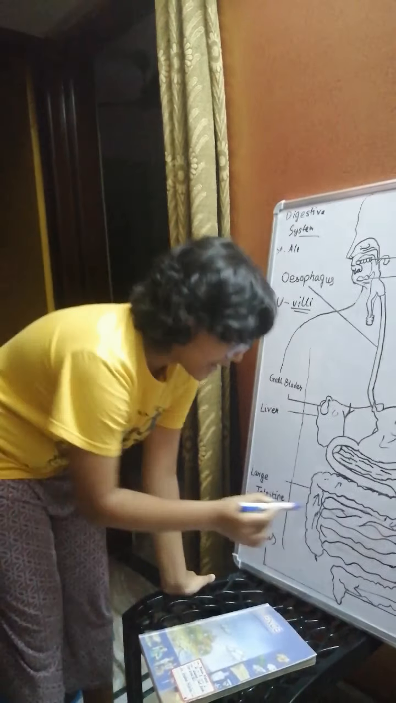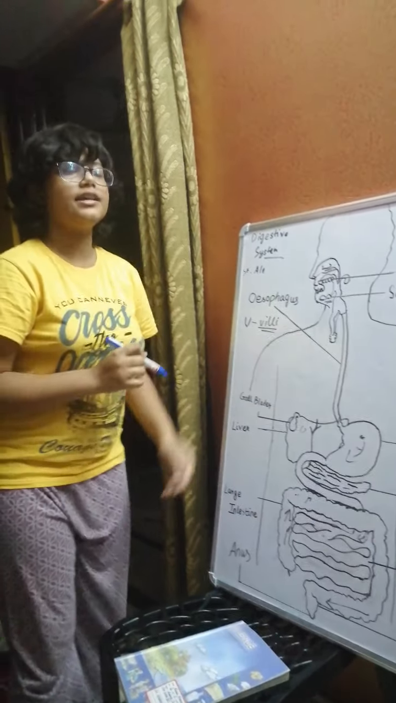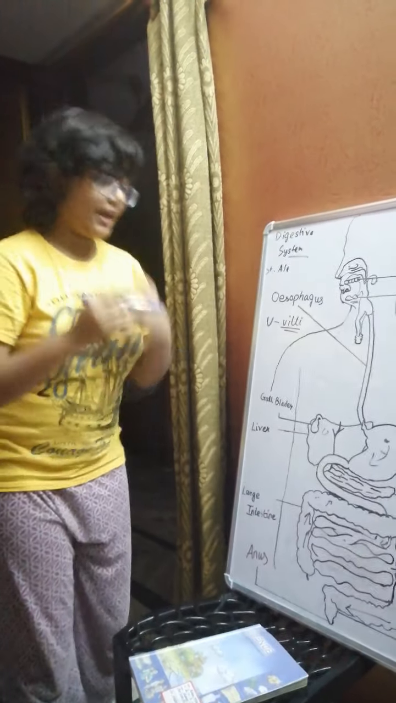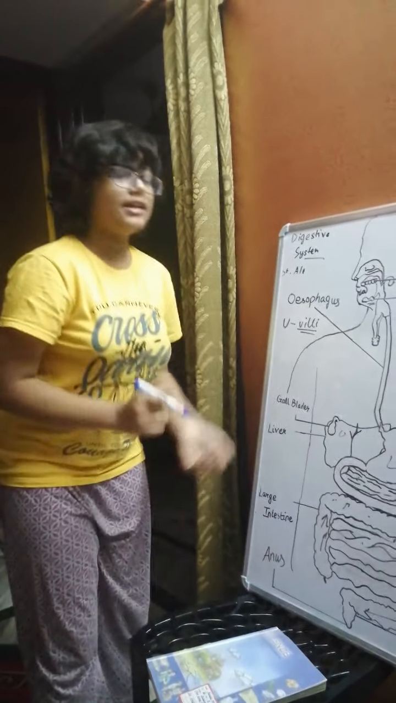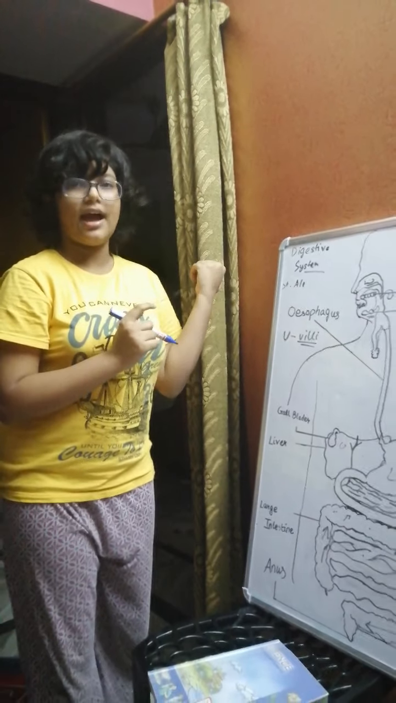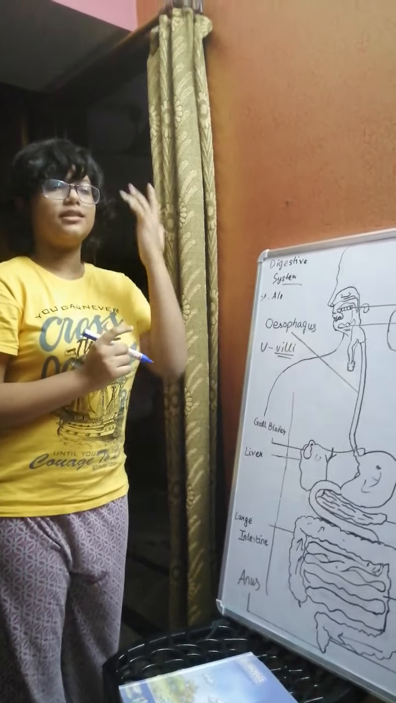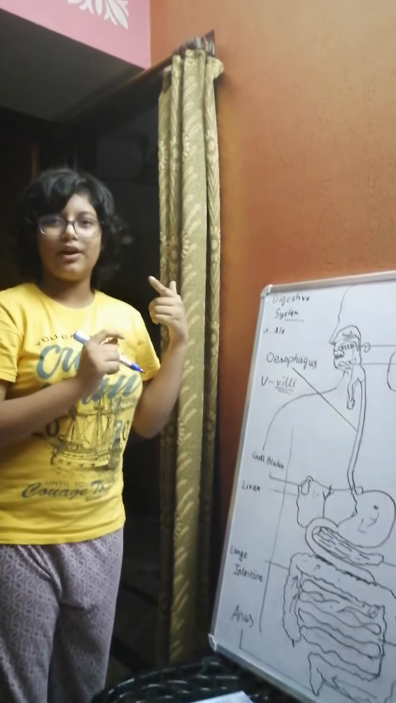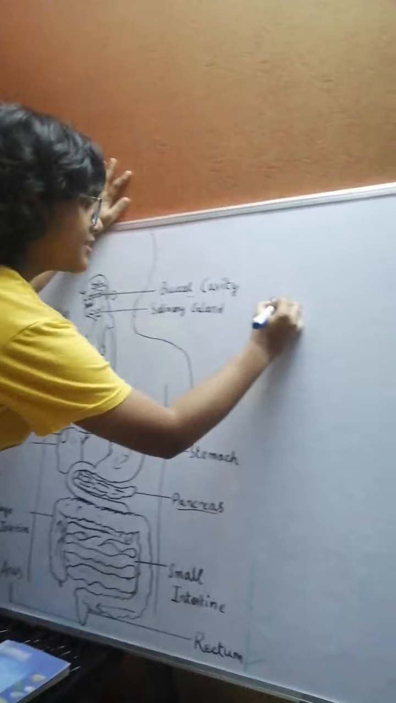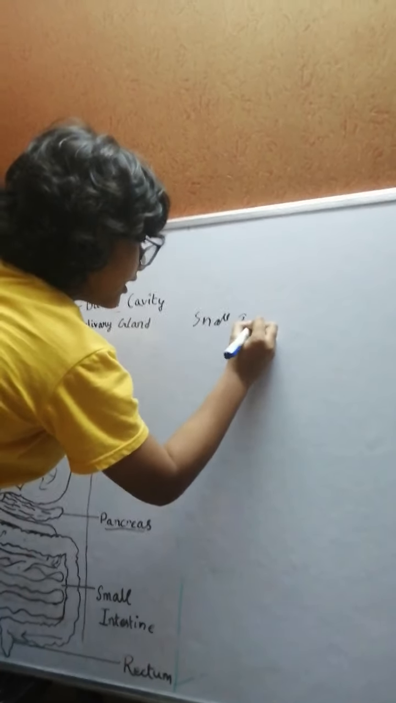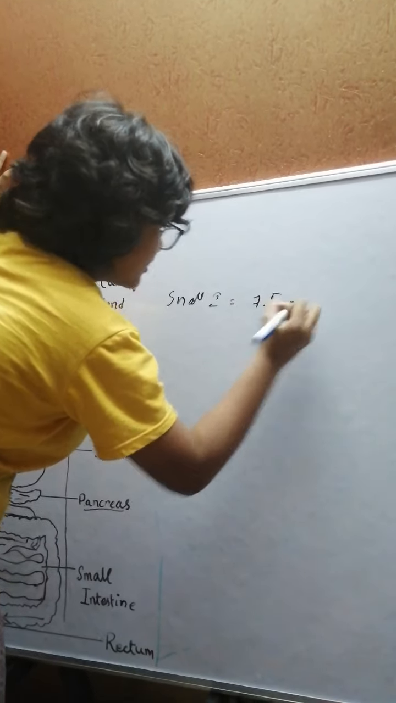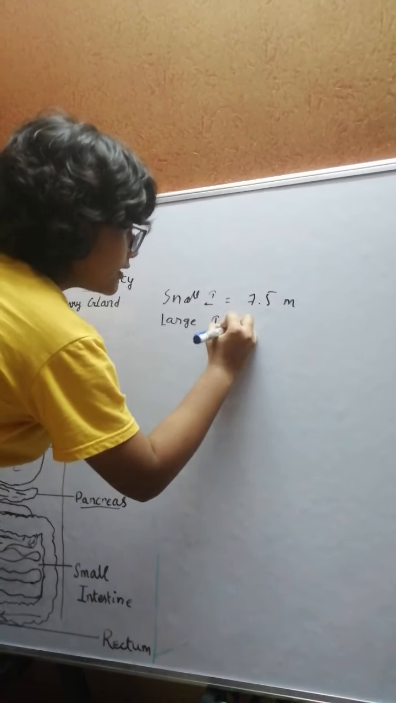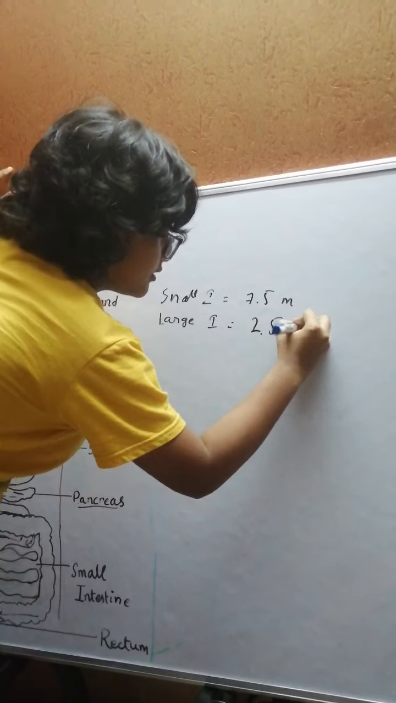Some extra facts: the small intestine is about 7.5 meters long, which is a very big amount, and the large intestine is much smaller than that, about 2.5 meters. So note it down: the small intestine is 7.5 meters, the large intestine is 2.5 meters.